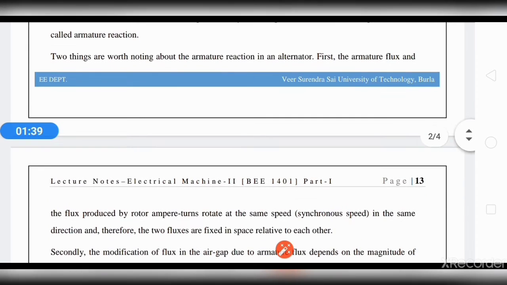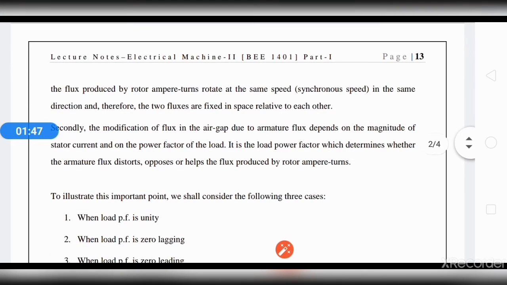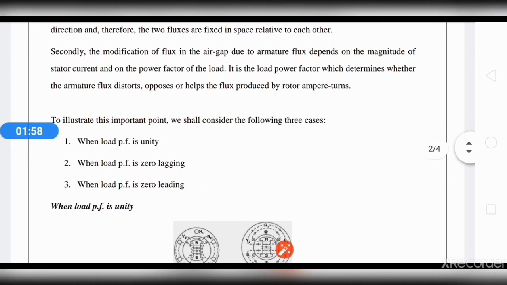Two things are noteworthy about the armature reaction. Number one, the armature flux and the flux produced by the rotor ampere turns rotate at the same speed in the same direction, and therefore the two fluxes are fixed in space relative to each other. The second thing is that the modification of flux in the air gap due to the armature flux depends on the magnitude of the stator current and also on the power factor.